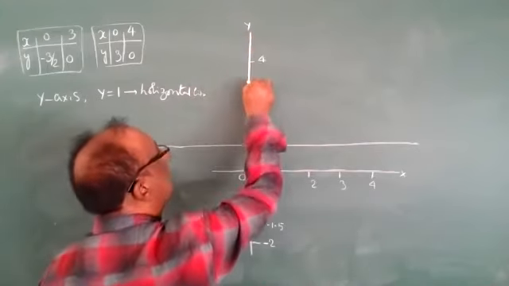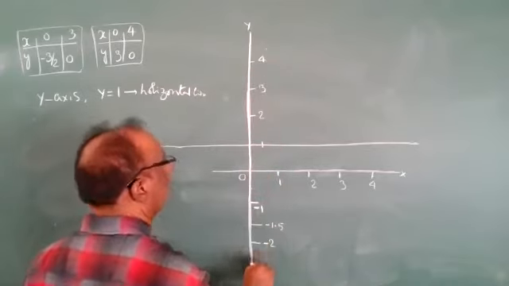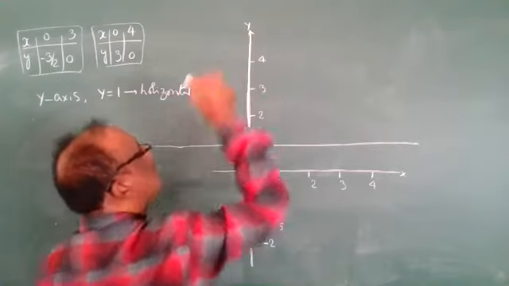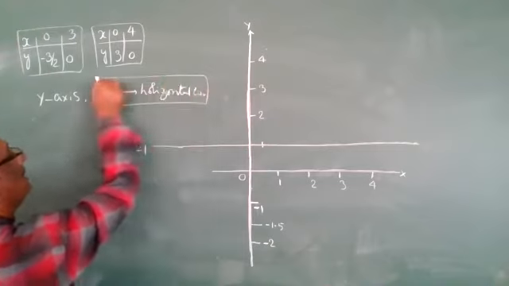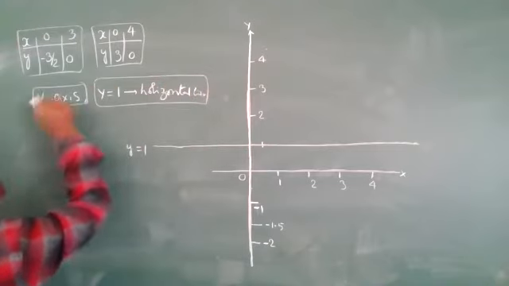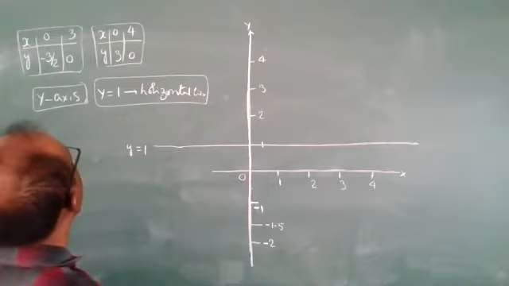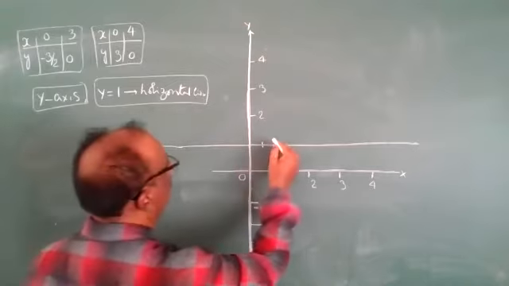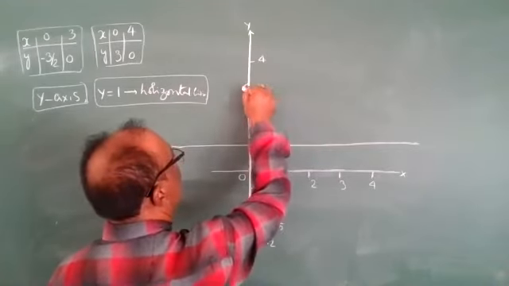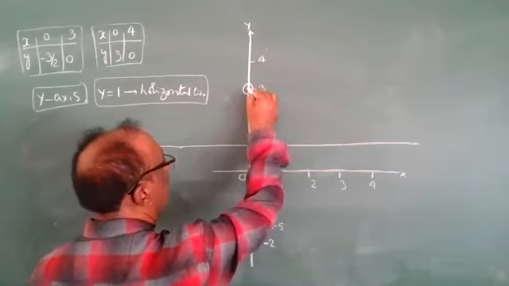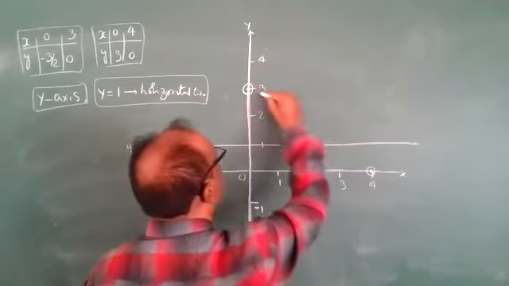Make the y-axis thick. This is the y-axis, right? Two points are over. y is equal to 1 horizontal line is over. The y-axis is over. I will make it thick. Next, x is equal to 0, y is equal to 3. y is equal to 0, x is equal to 4.